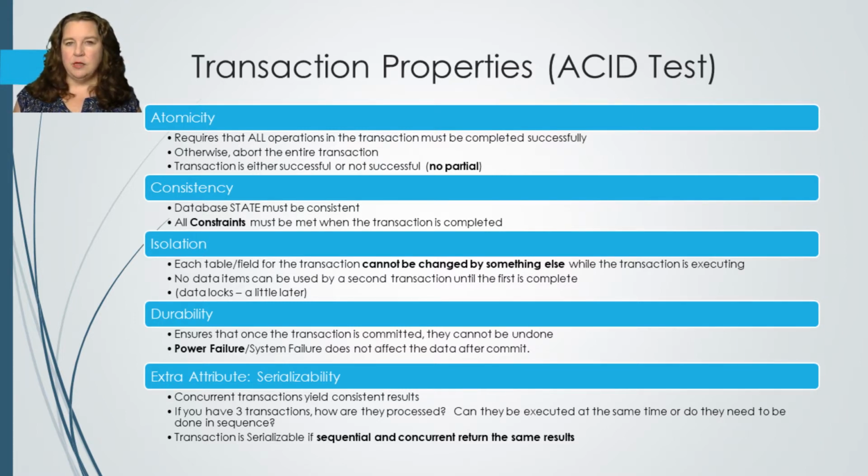If it is serializable, that means that it cannot be affected by the other transactions in the group. If it is not serializable, that means we cannot do them concurrently. We have to do them in sequence so that one occurs before the other. And again, we'll talk about this along with data locks a little bit later.